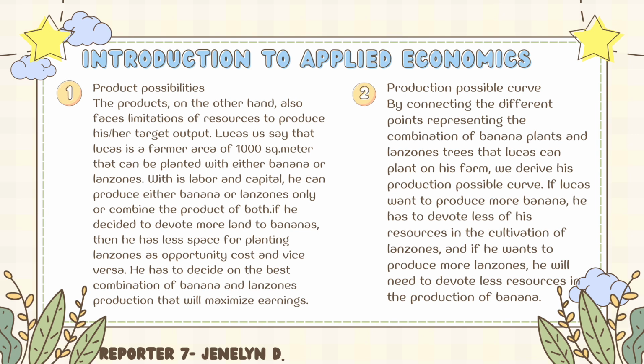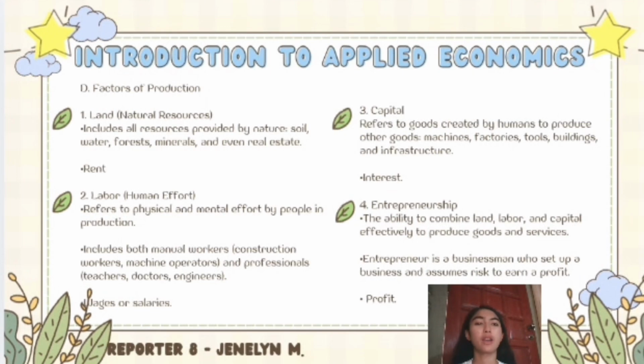So the conclusion of my report is that production possibility curves help to explain the problem of scarcity and the need for choice in economics. In Lucas' case, limited resources forced him to choose between producing bananas and lanzones. So the PPC demonstrates efficient production, trade-off, and opportunity cost in his planting of lanzones or bananas, making it a useful tool in understanding basic economic concepts. That's all my report.